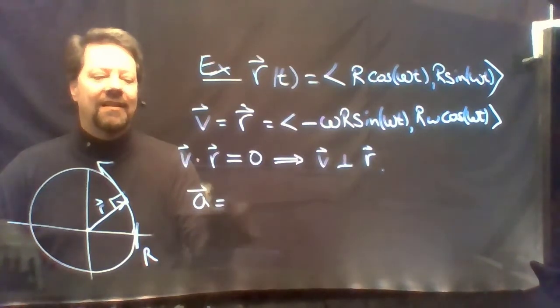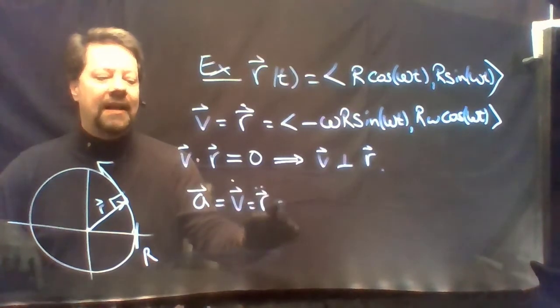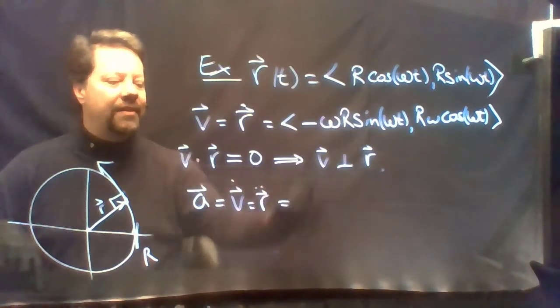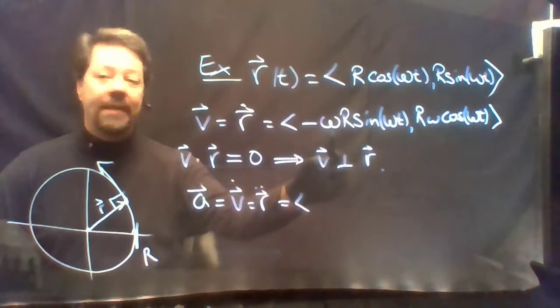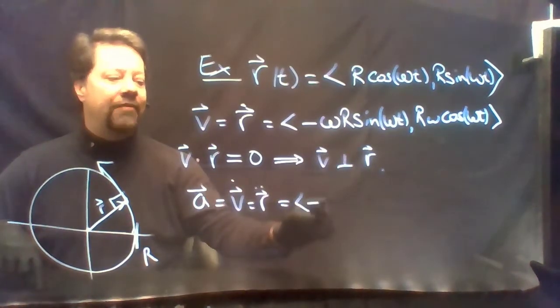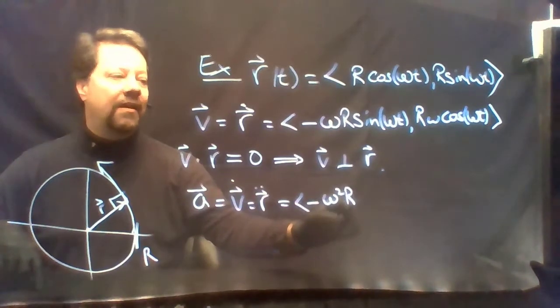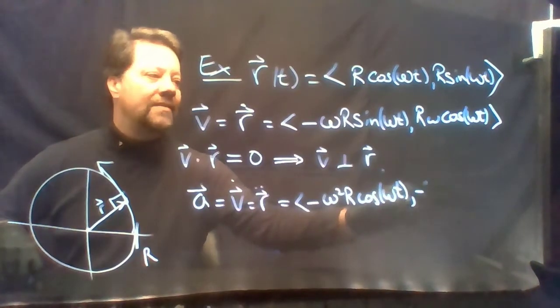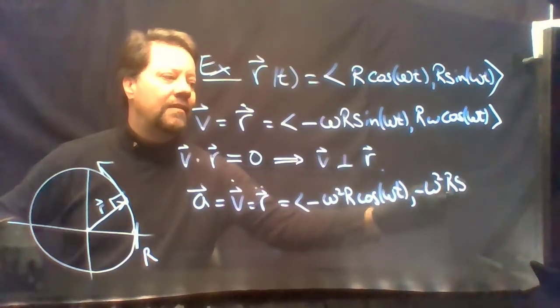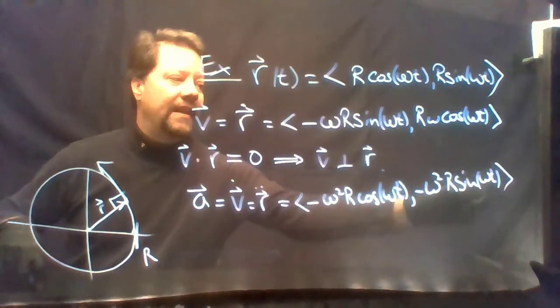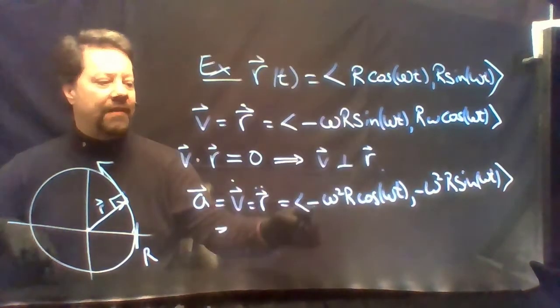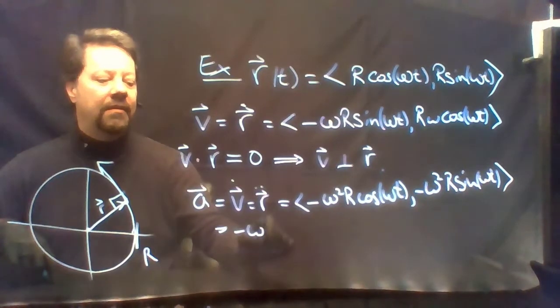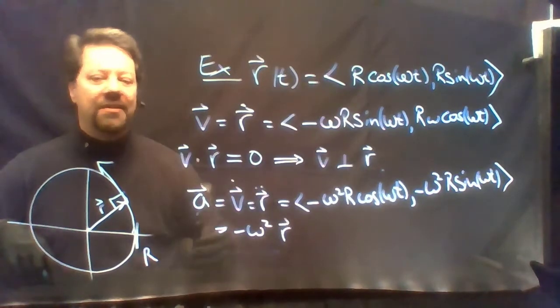Now, the acceleration vector is v dot or r dot dot. Calculating the derivative, we'll get one more factor of omega because of the chain rule. So we'll have minus omega squared r cosine omega t, and then minus omega squared r sine omega t. If you factor out the negative omega squared, you end up with what's left over being exactly the position vector.